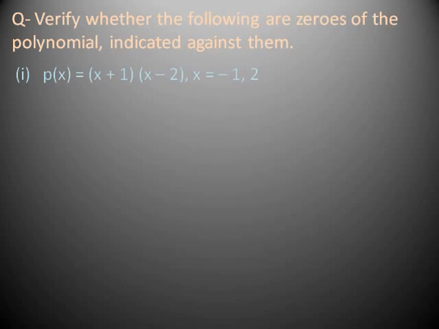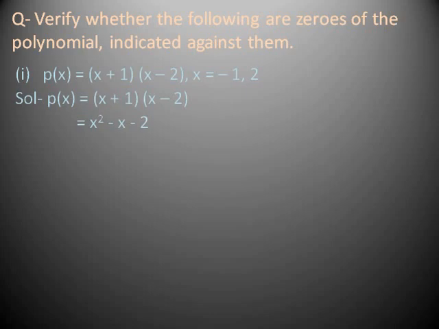p(x) equals (x plus 1) multiplied by (x minus 2). First of all, we will simplify this polynomial. So x square minus x minus 2. We can multiply the brackets, or we can use this formula: (x plus a) into (x plus b) is equal to x square plus (a plus b) x plus ab.